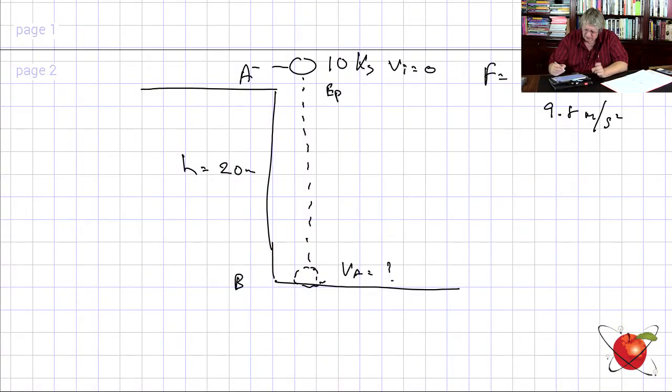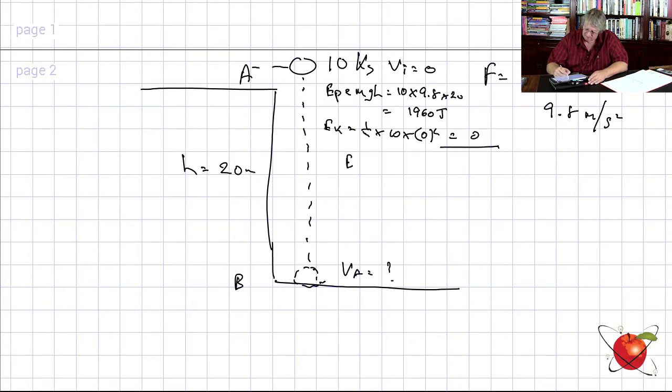Now we start off, we look at EP at A is equal to mgh, which is 10 times 9.8 times 20, which is equal to 1960 joules. Okay? Then we say EK at point A is equal to a half times 10 times V squared. V is what? It's 0 squared is 0. Then we add them, and we end up with E mech. E mech here is 1960 joules.